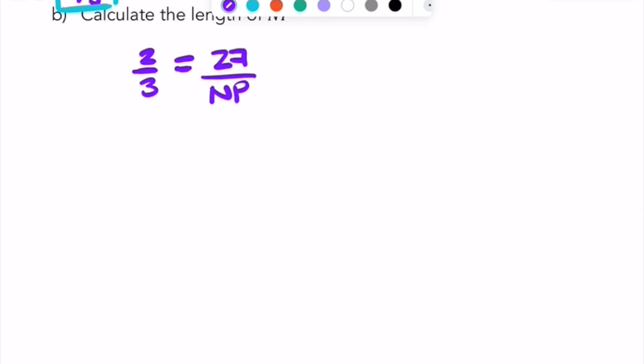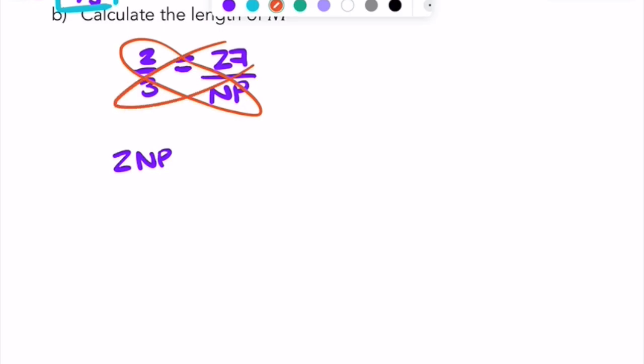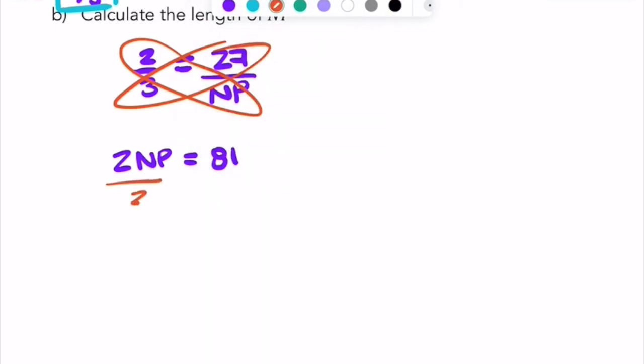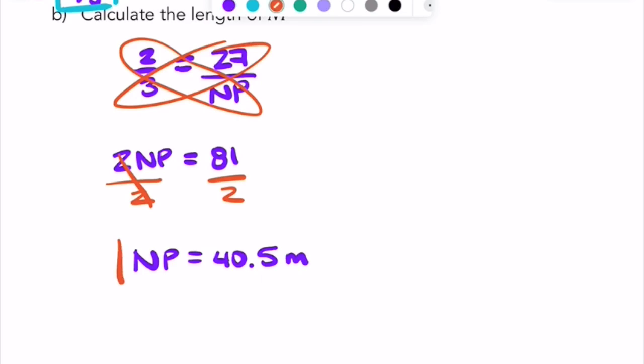Because my unknown's in the denominator, I'm going to want to cross multiply. So I'm going to go 2 times NP is equal to 3 times 27, which is 81. And then I'm going to divide both sides by 2 to get NP alone. And I'll find out that NP is equal to 40.5 meters.